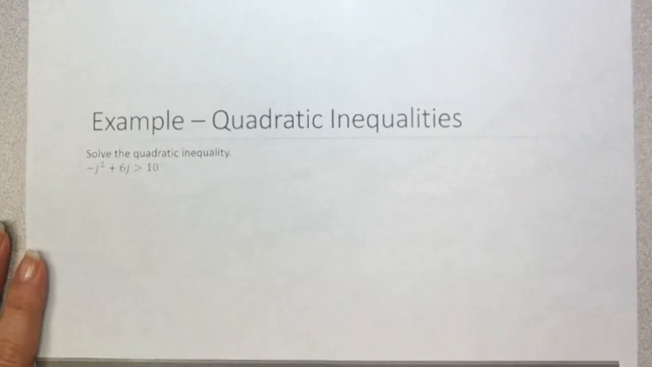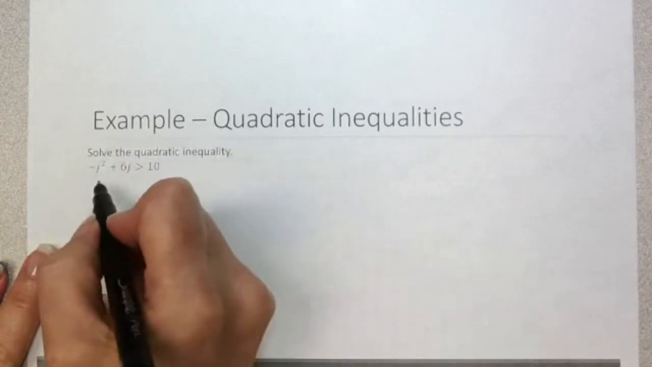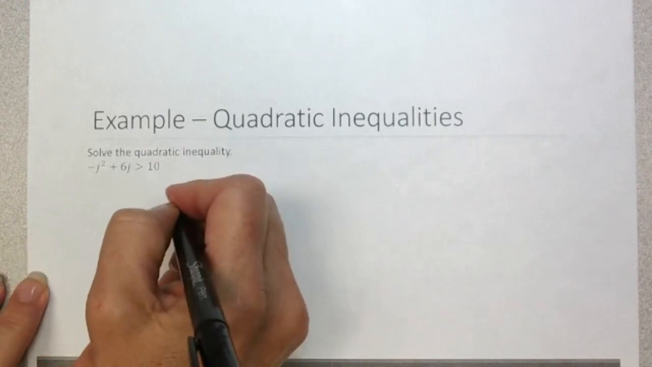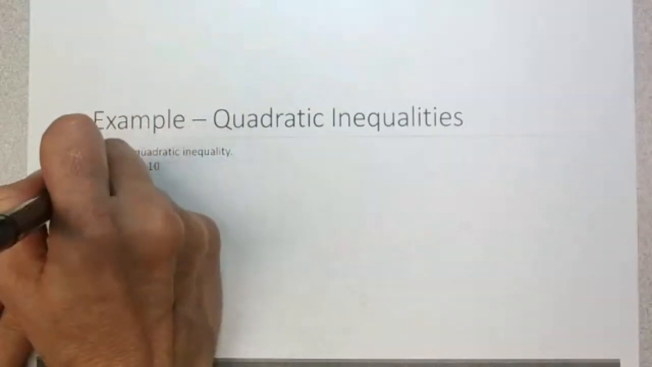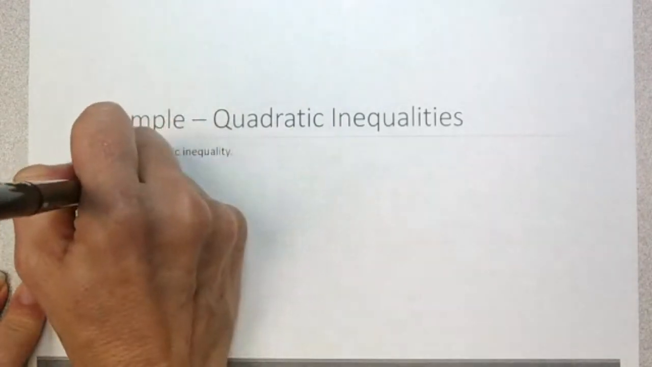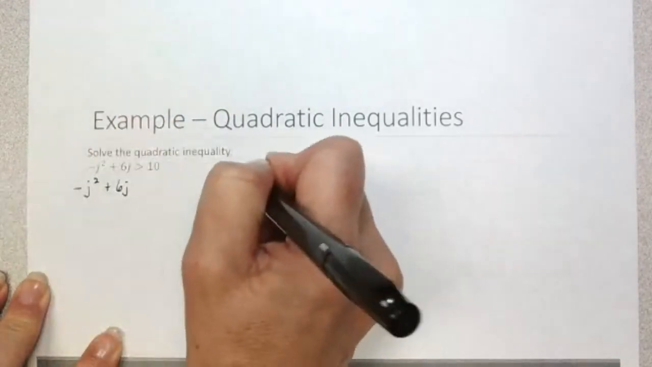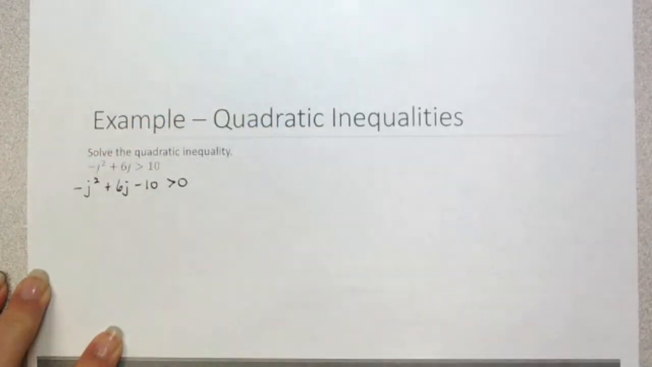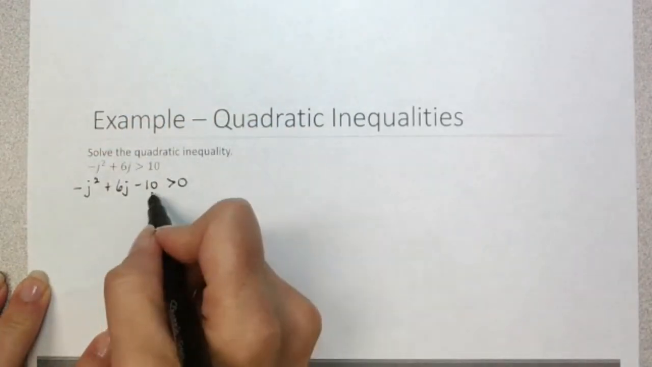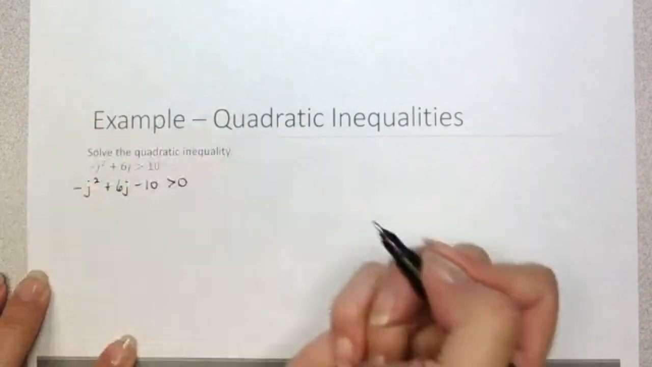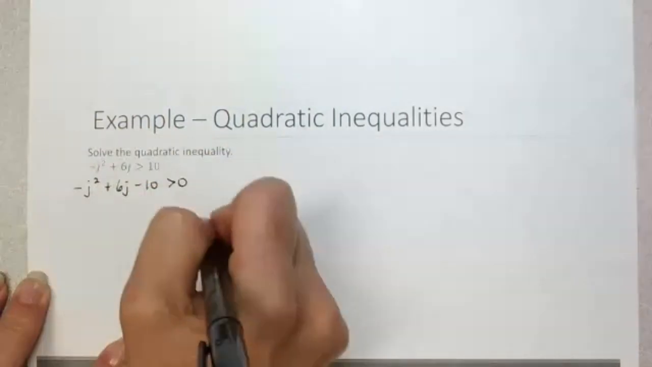Spoiler alert here, right? Let's look at this example. Here we've got negative j squared plus 6j is greater than 10. All right, well, let's put it in standard form. Move everything over to the left. Negative j squared plus 6j minus 10 greater than 0. Okay, and I might try to factor that, but I would quickly see that that does not factor. So I'll use the quadratic formula.